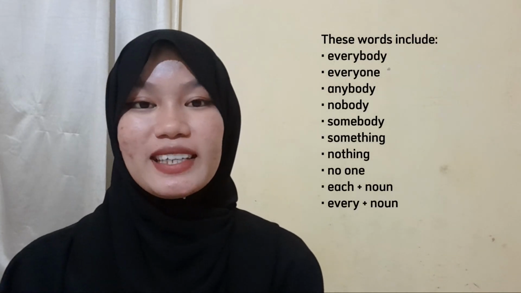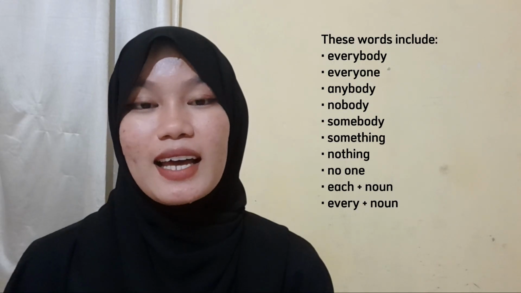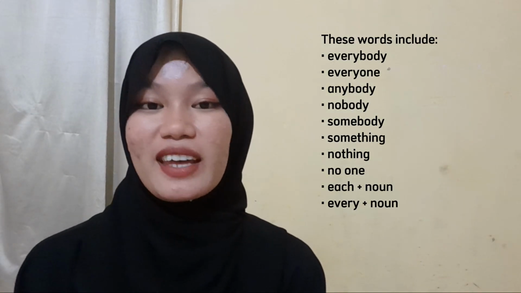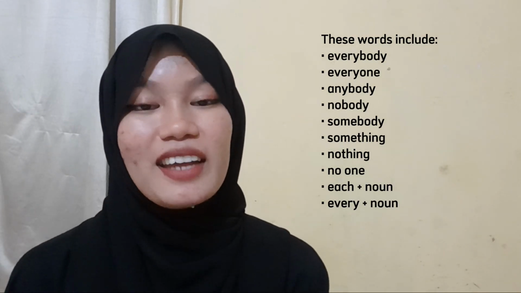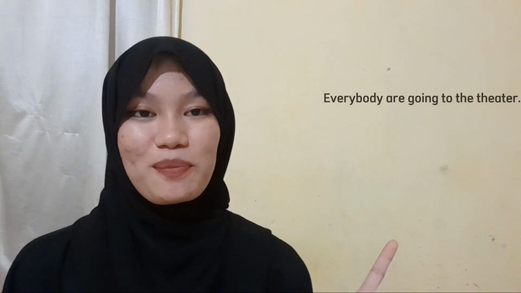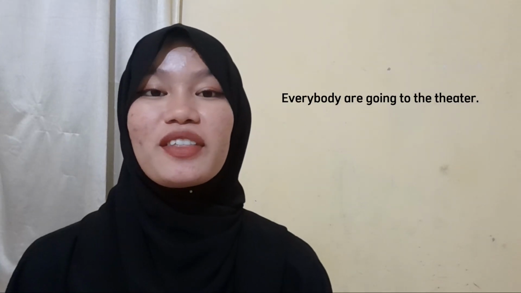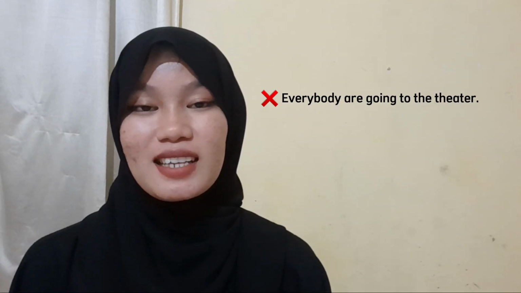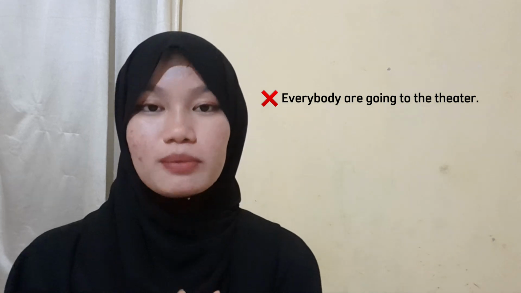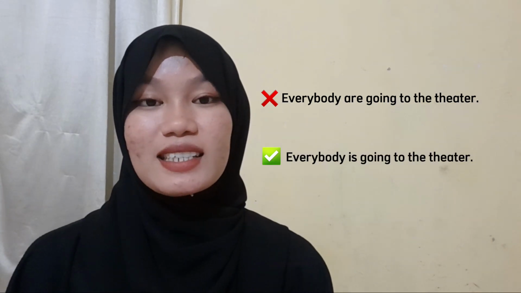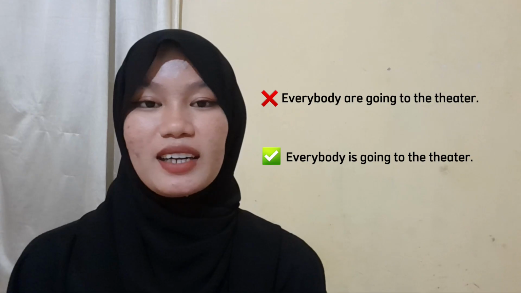Some words look plural in meaning, but they are grammatically singular. These words include everybody, everyone, anybody, nobody, somebody, something, nothing, no one, each, every, and etc. Let's take a look at this example. Everybody are going to the theater. Of course, this is an incorrect sentence because everybody is a singular noun. So the correct sentence is everybody is going to the theater.